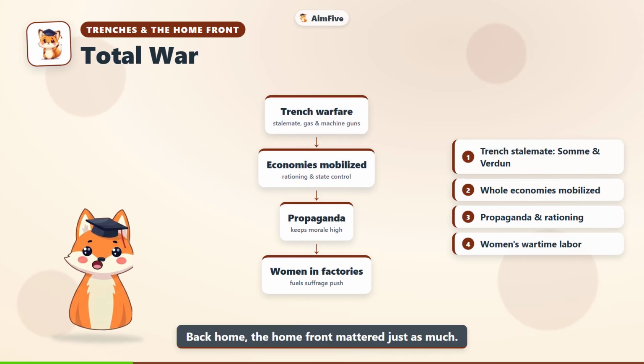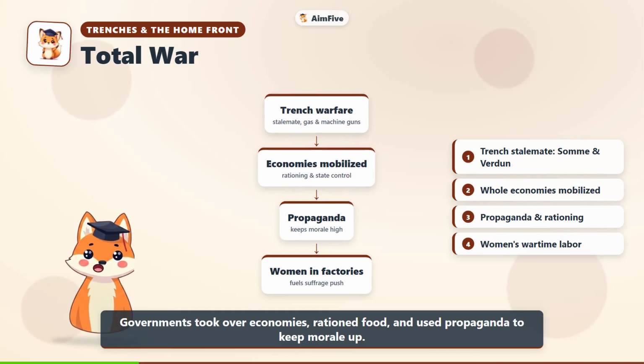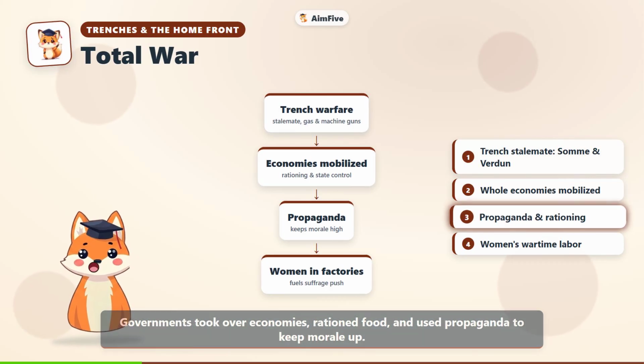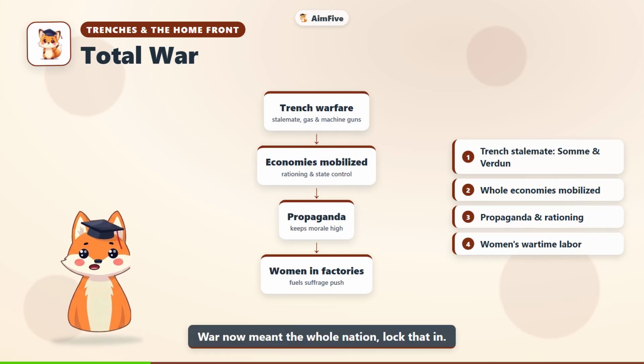Back home, the home front mattered just as much. Governments took over economies, rationed food, and used propaganda to keep morale up. Women entered factories in huge numbers, work that fueled the post-war push for suffrage. War now meant the whole nation, lock that in.